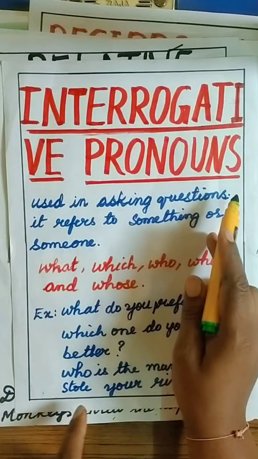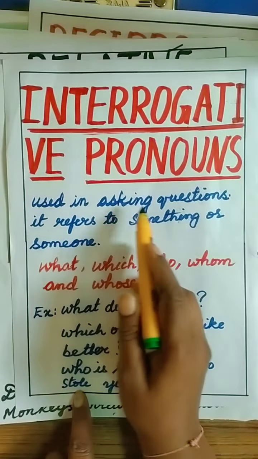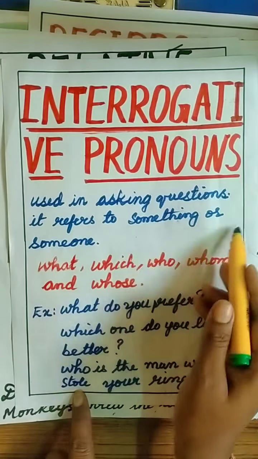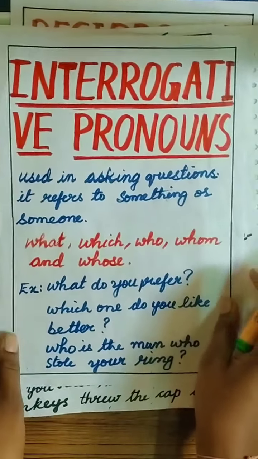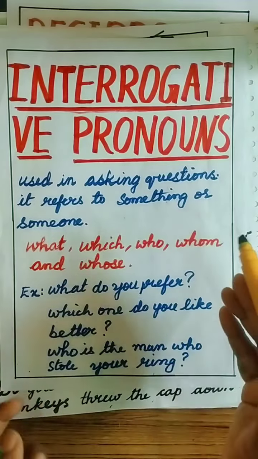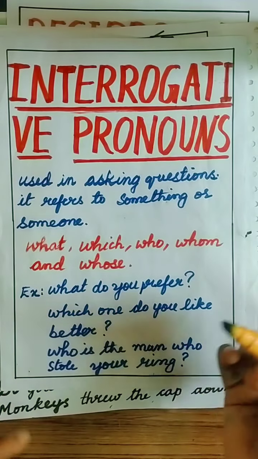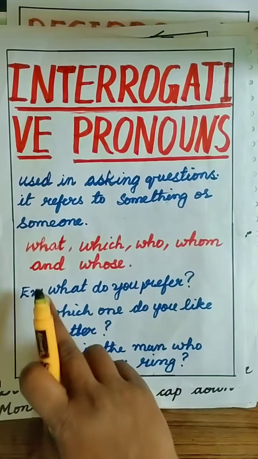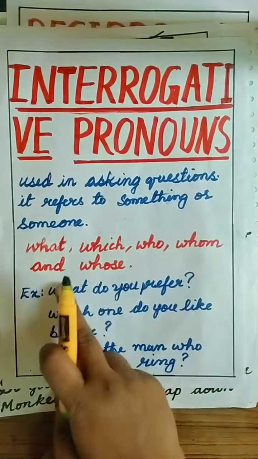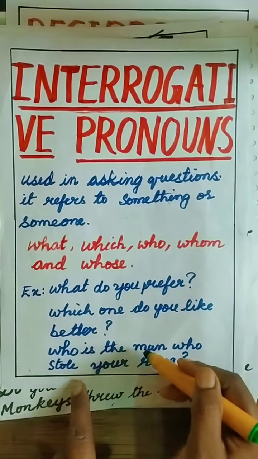Interrogative pronouns. Used in asking questions. It refers to something or someone. Everyone is aware of interrogative pronouns because it's very easy. Whenever we meet our friends or relatives, we ask some simple questions like what, which, who, whom and whose. So here are some examples.